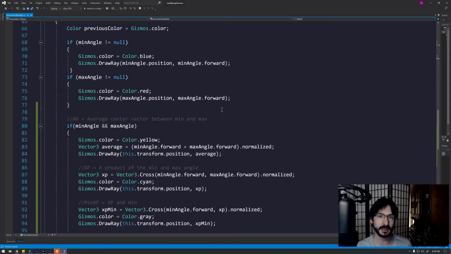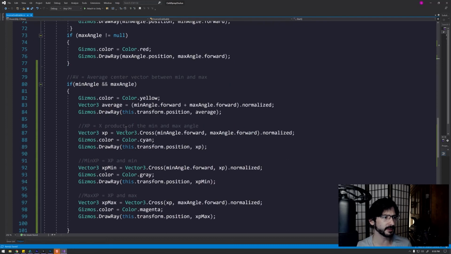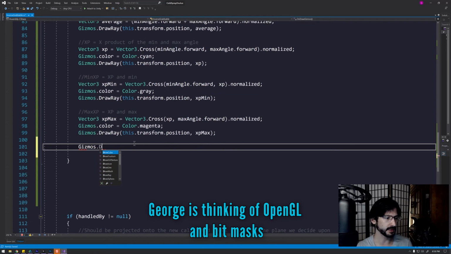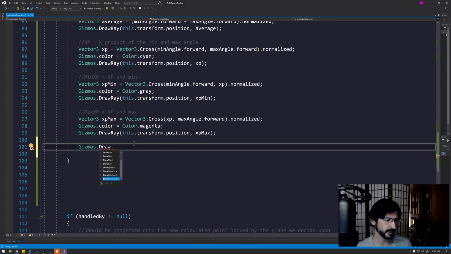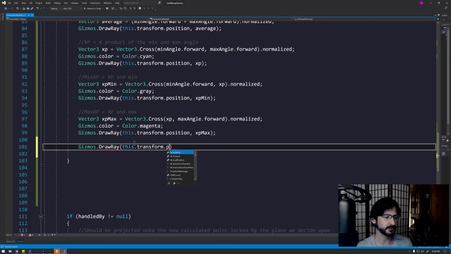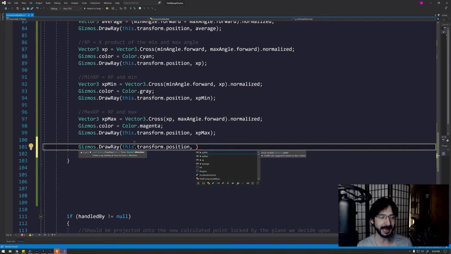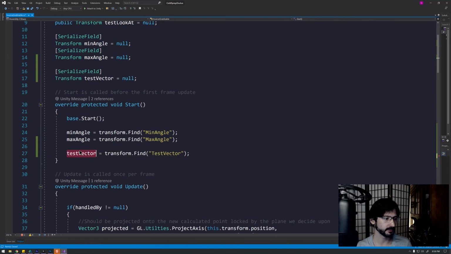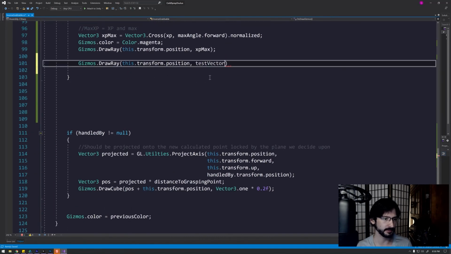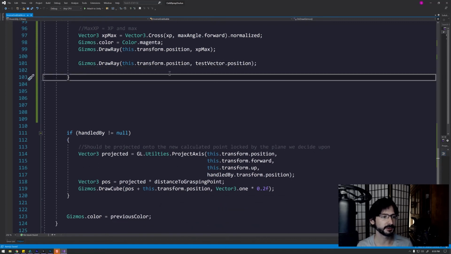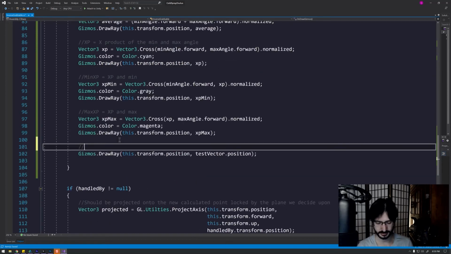Let's go ahead and visualize this. Now I'm trying to remember, I believe I can do like a stipple pattern or something, can I? So let's do a gizmos.draw. No, I can't. Let's just do a draw array, excuse me. Apparently I'm tired. And this array is going to be the same thing, this.transform.position, and it's going to end up at the actual location of that object. So coming over here, we'll do test vector, because remembering things is apparently not my strong suit at the moment. We'll do its position. So now we have test vector position. So that gets drawn. We'll just call this test vector.